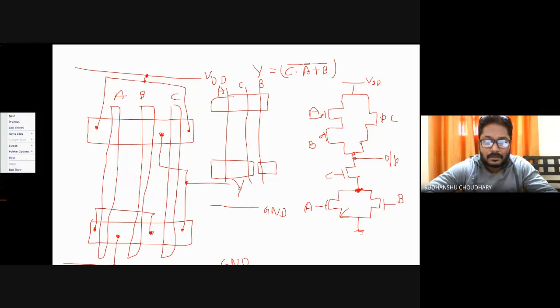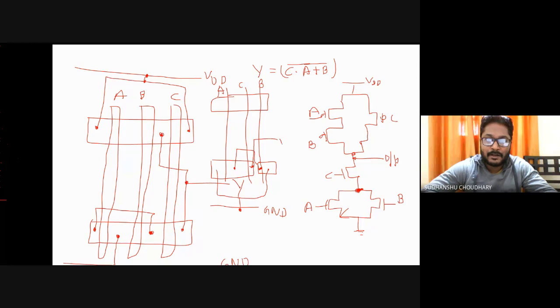So from here I'll select the ground, and then transistor number C, A, and B. So all are connected here, and then from here I'll take output. So from here I'll take output Y, and then this will also be shared with C and B. So this is shared with C and B, and then A and B, they both are sharing.